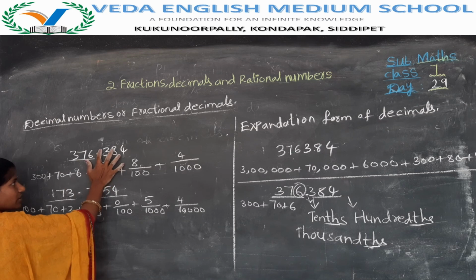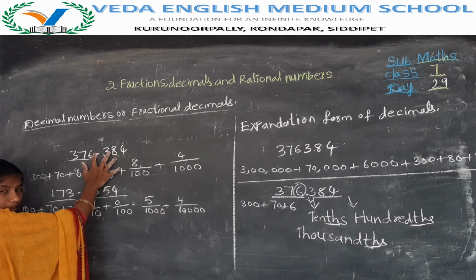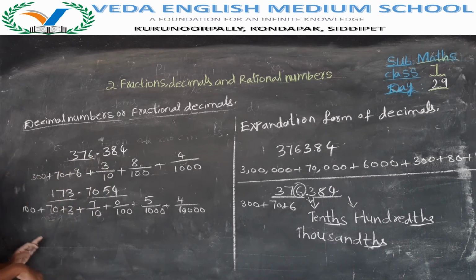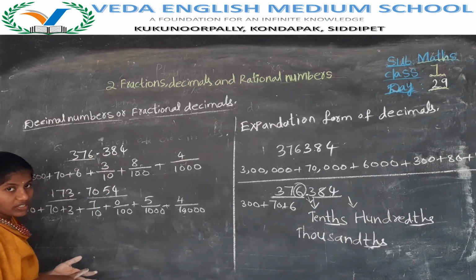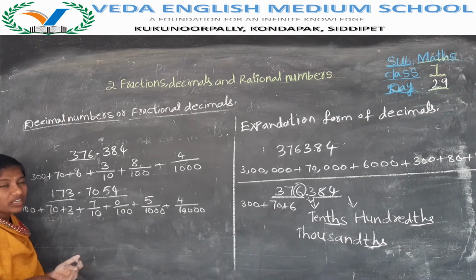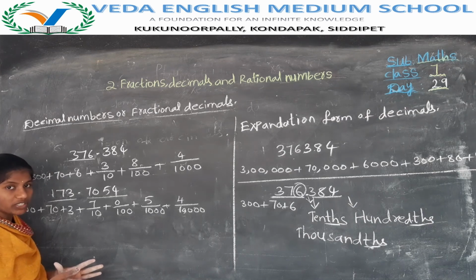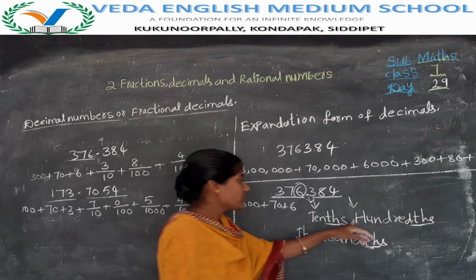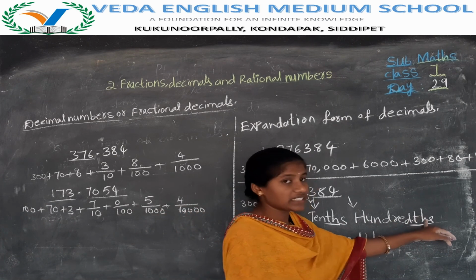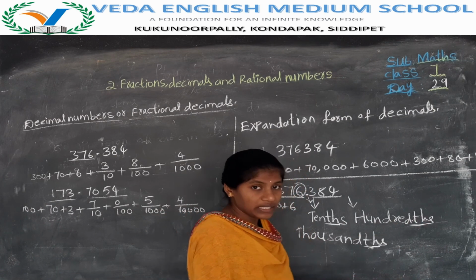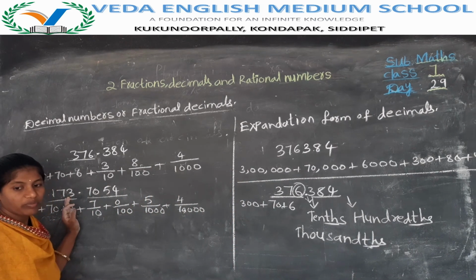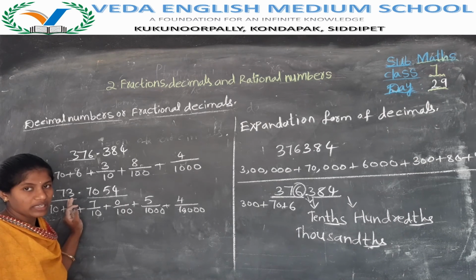The middle point is called the decimal point. Before the point, place values start from ones, tens, hundreds. That means place values start from ones onwards. After the point, that means in the decimal part, place values start from tenths onwards, not ones. Tenths, hundredths, thousandths, ten-thousandths, like that.